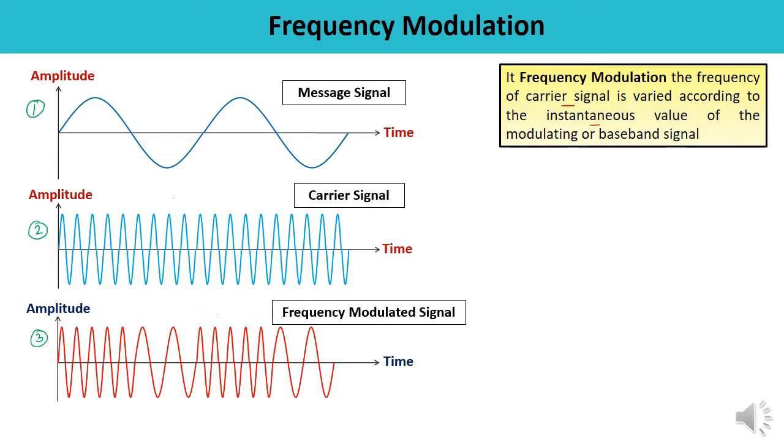You can see the behavior of the message signal. When the message signal amplitude is increasing, like in this particular duration, then you can see the frequency of the carrier is also increasing. But when the amplitude is decreasing, meaning during the negative half, the frequency of carrier is also decreasing. So you can observe clearly from this diagram that the frequency of carrier is varying according to the modulating signal, at the same time keeping the maximum amplitude of carrier constant.